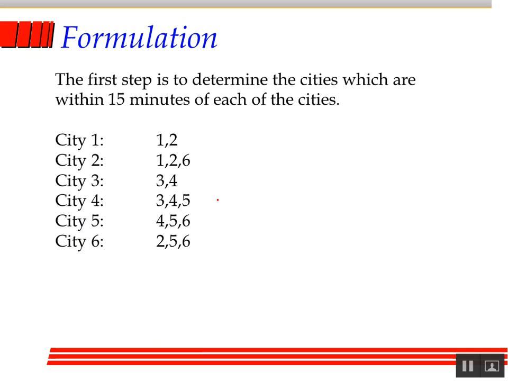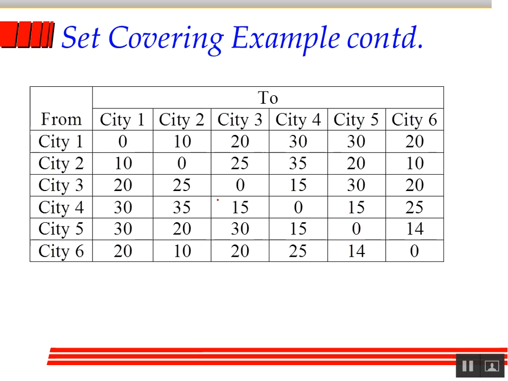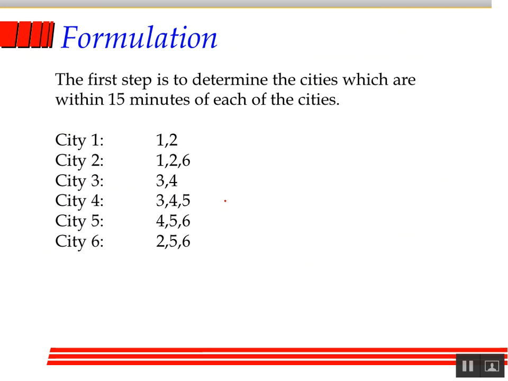Let's use city 6 as an example. City 6 is a 20-minute drive from city 1, 10 minutes from city 2, 20 minutes from city 3, and so on. Again, we're looking at the threshold of 15 minutes. So for city 6, the cities close enough are 2, 5, and 6. That's why we have 2, 5, 6.